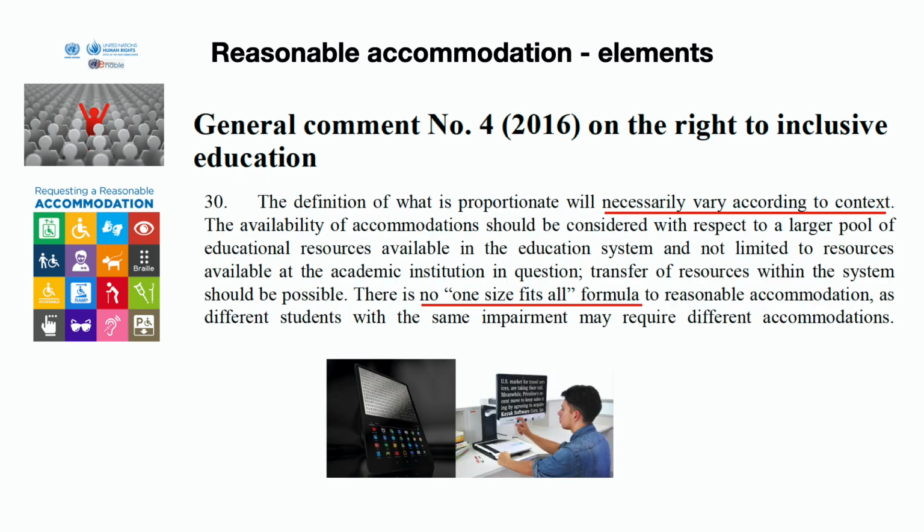According to General Comment number 4, paragraph 30, on the right to inclusive education of the Committee on the Rights of Persons with Disabilities, the definition of what is proportionate will necessarily vary according to context. The availability of accommodations should be considered with respect to a larger pool of educational resources available in the education system and not limited to resources available at the academic institution in question. Transfer of resources within the system should be possible. There is no one-size-fits-all formula to reasonable accommodation, as different students with the same impairments may require different accommodations.